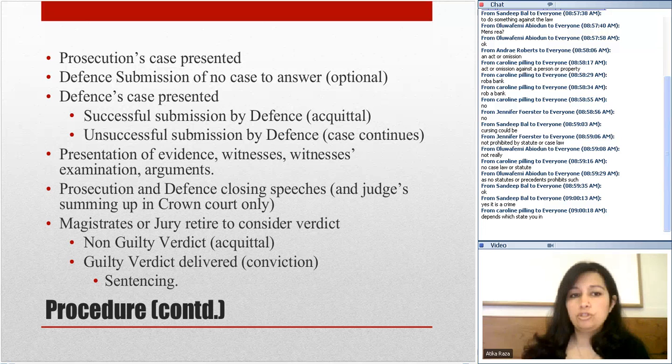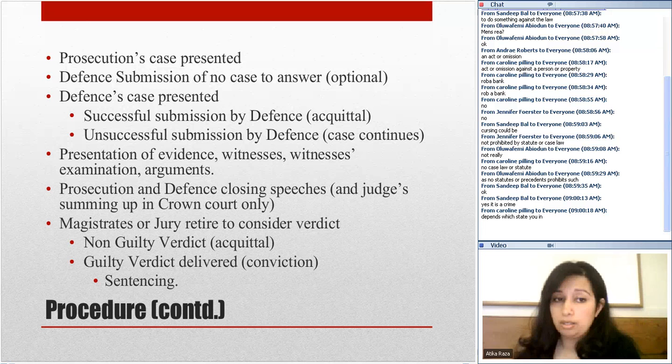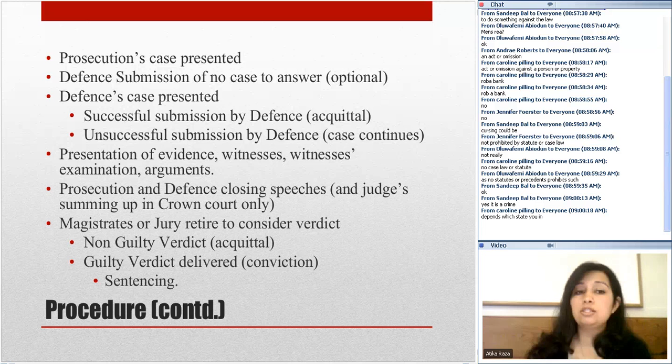Okay. If the defense's case is presented and their submission is successful, then your accused is going to be acquitted. If the defense is not successful in their submission, and the court is not satisfied that the defense has actually made the case that the prosecution has been unsuccessful, then the accused will not be acquitted and the case continues.